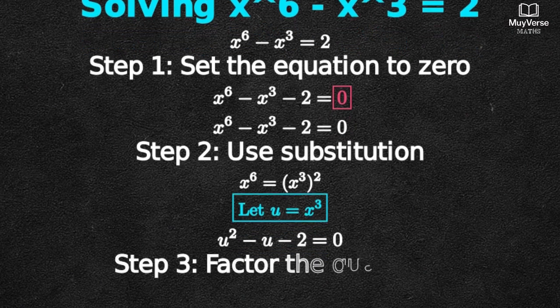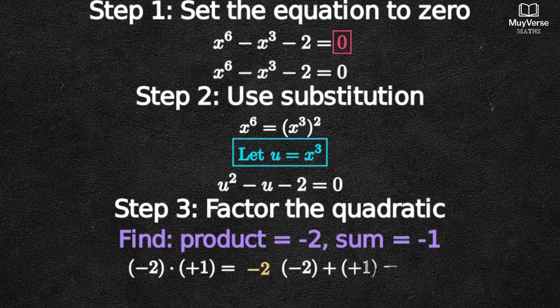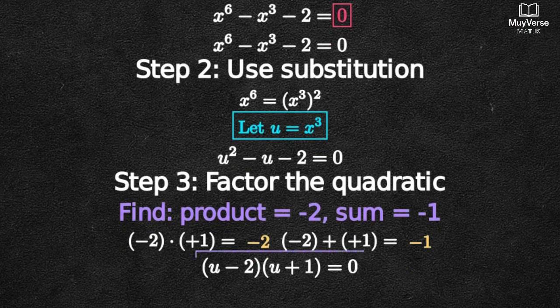Step 3. Factor the quadratic. We want two numbers that multiply to -2 and add to -1. Those numbers are -2 and +1. So it factors as the quantity u minus 2 times the quantity u plus 1 equals 0.